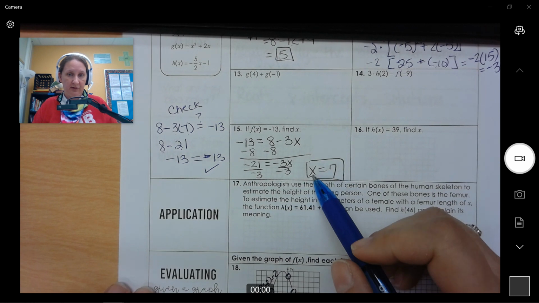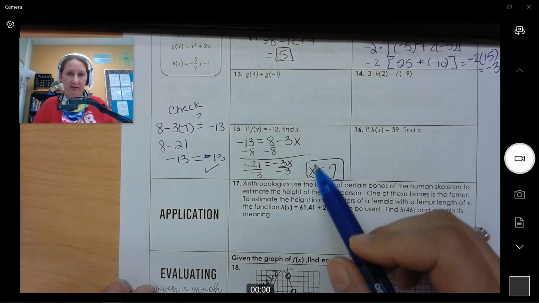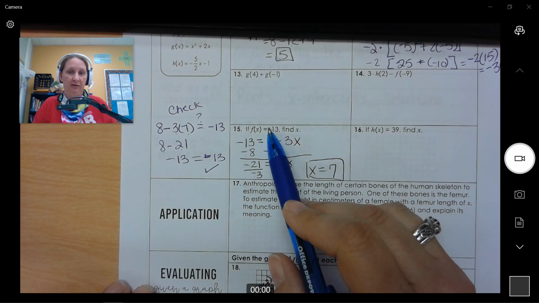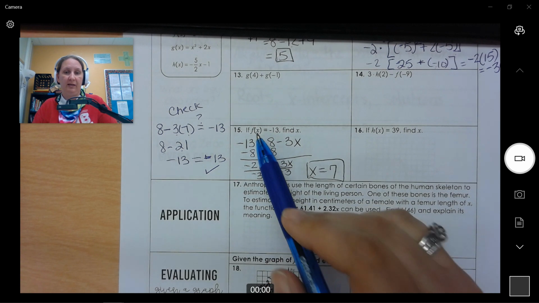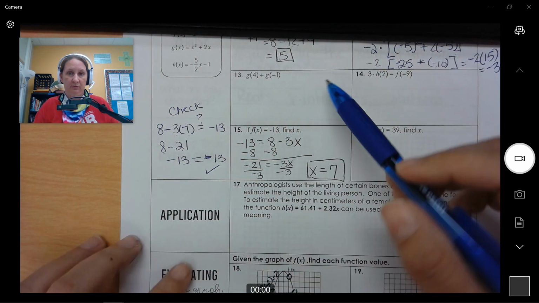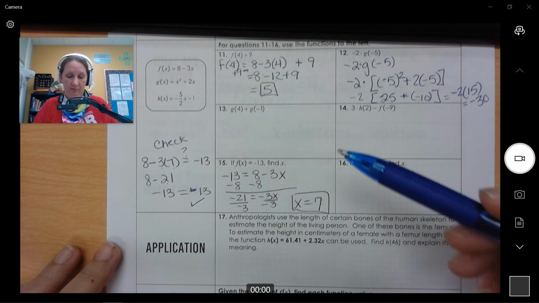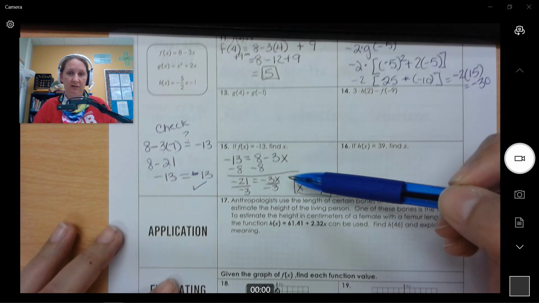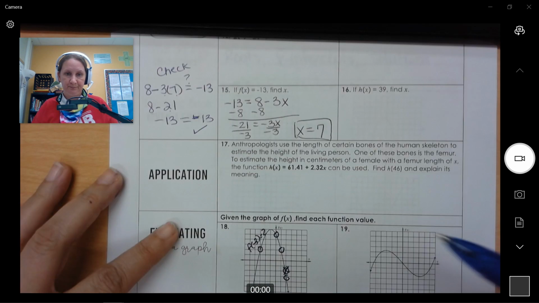Whenever we do that, we are looking for the x. So this only happens when you're looking where the f of x is equal to a number, not when you're plugging in like we did up here. This is called plugging in, and that is called solving for x.